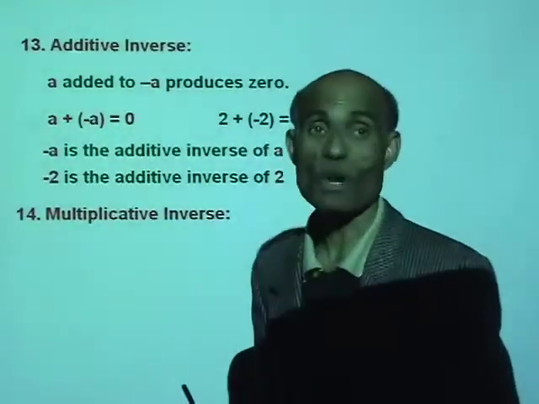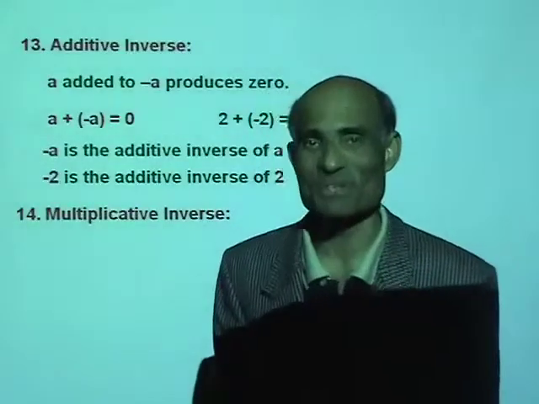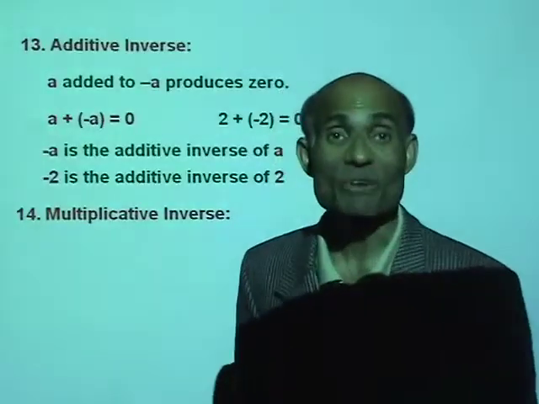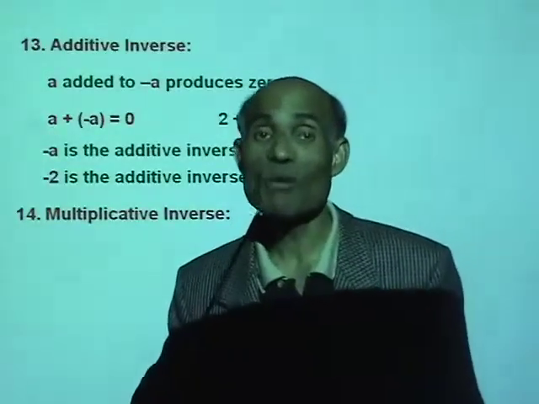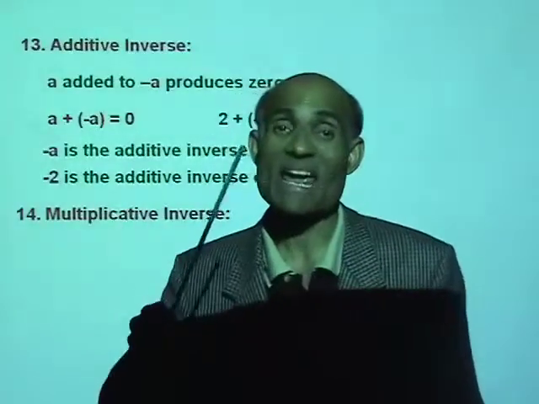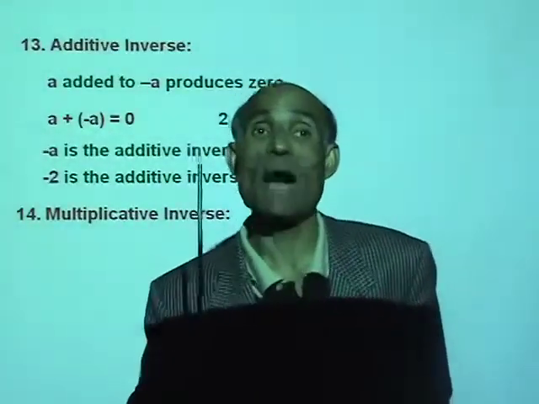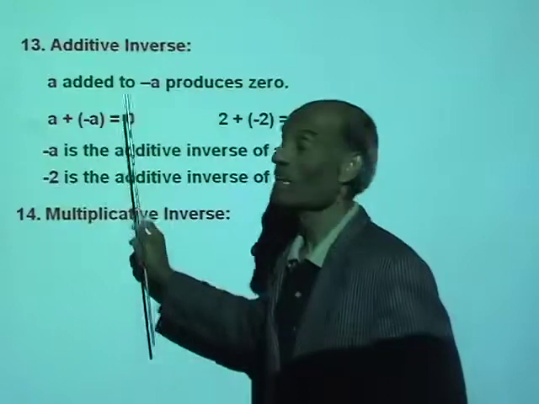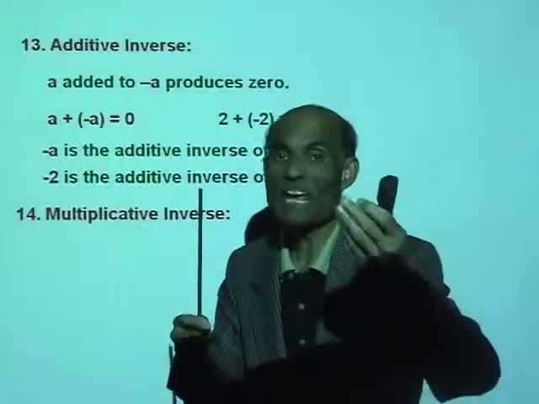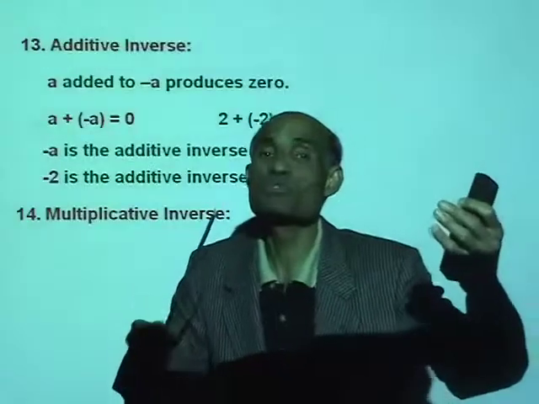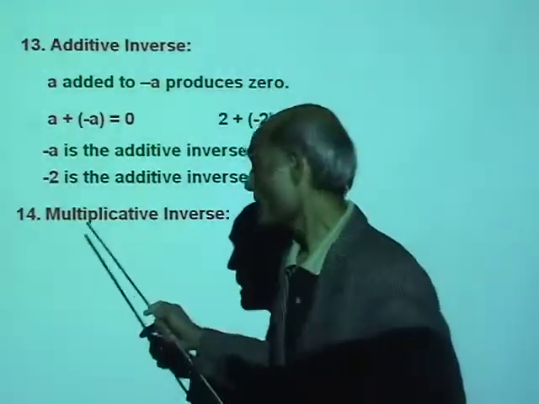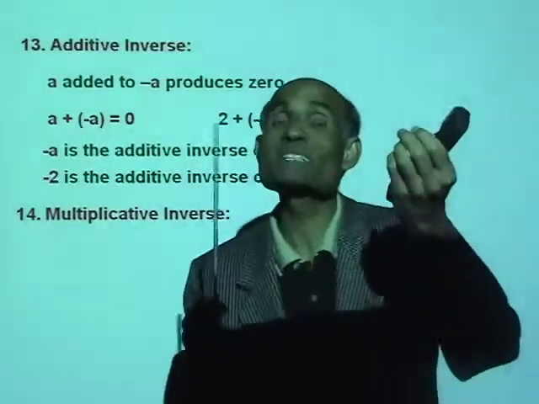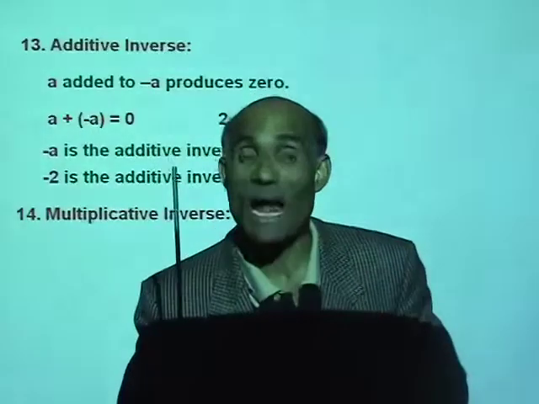Okay, in that case, what is multiplicative inverse? Well, multiplicative inverse is a number. What number will you multiply a real number with to produce 1? You see, don't confuse between additive inverse and multiplicative inverse. In additive inverse, you add a number to its inverse to produce 0. In multiplicative inverse, you multiply a number with its inverse to produce 1.